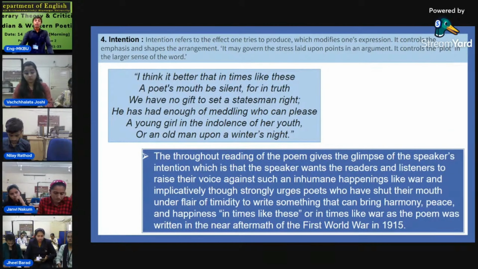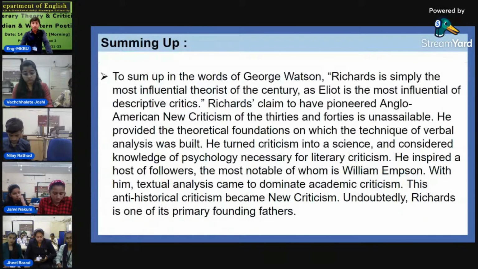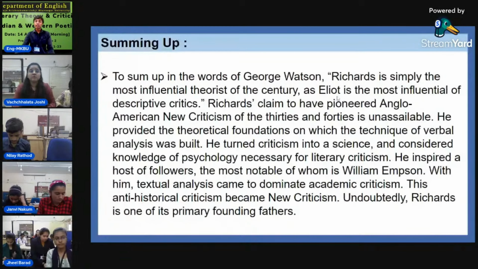Now, summing up, to sum up in the words of George Watson, he is saying that Richards is simply the most influential theorist of the century, as Eliot is the most influential of descriptive critics. Richards claimed to have pioneered Anglo-American New Criticism of the 30s and 40s, unassailable. So he remains as a kind of cornerstone or linchpin in the era of criticism.